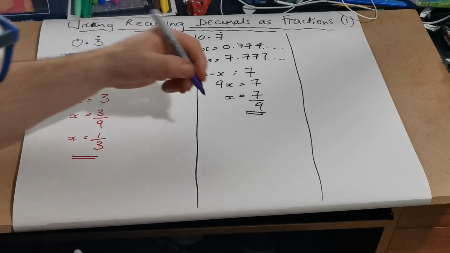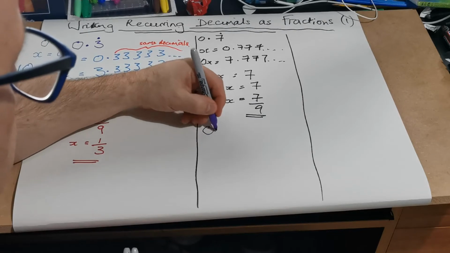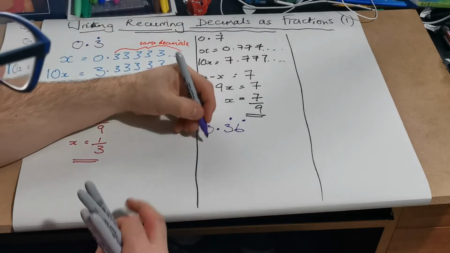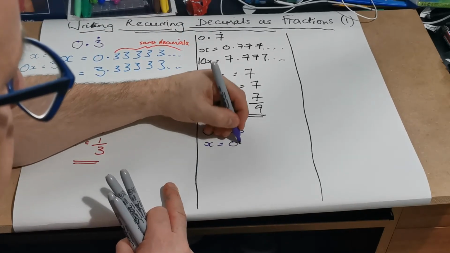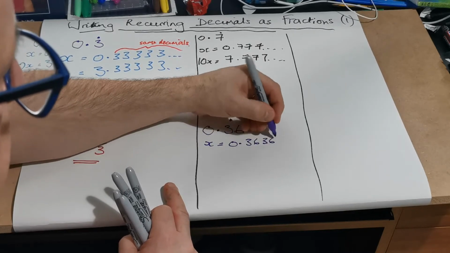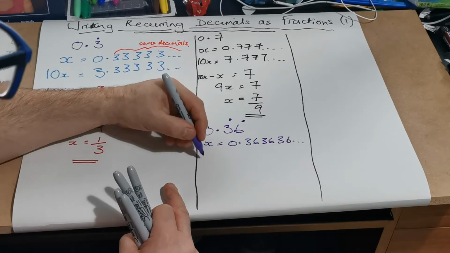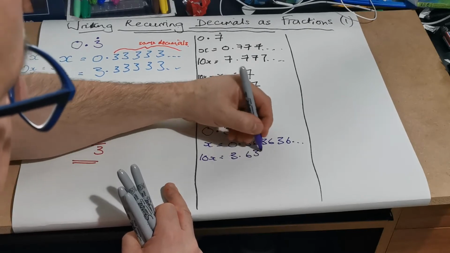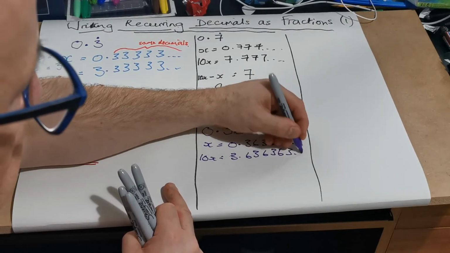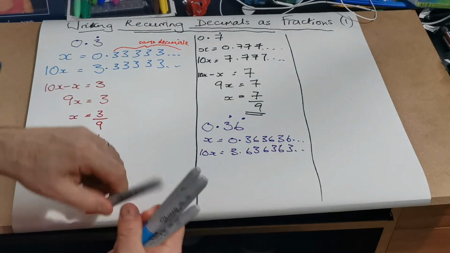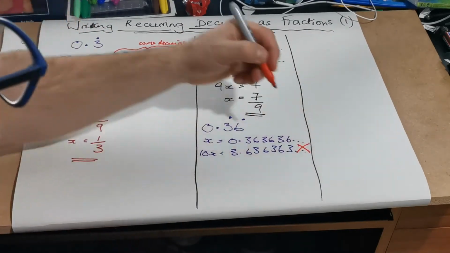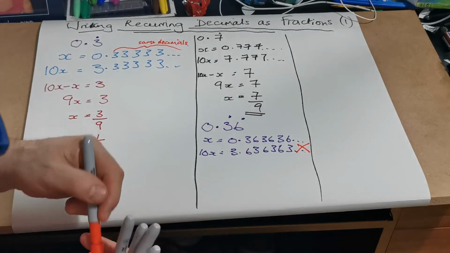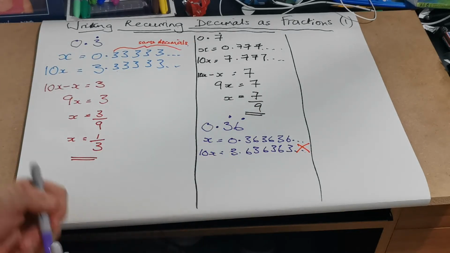Now if I had a slightly different one, so say I went for 0.36 recurring, and what that means is my x would be 0.363636, etc. So my 10x would be 3.6363636, etc. Now, I can't use that because the decimals are different. This one goes 3636, this one goes 6363. Completely different decimals, so I can't use that to do my subtraction.